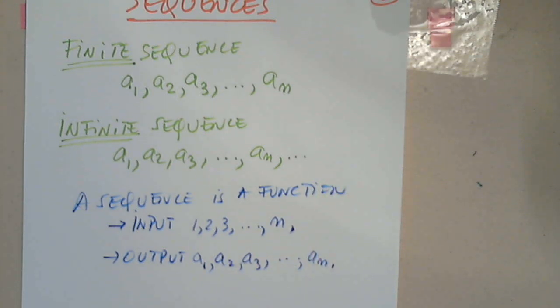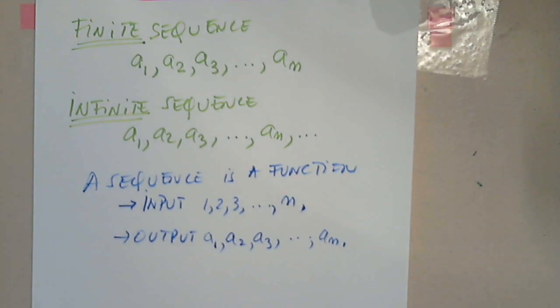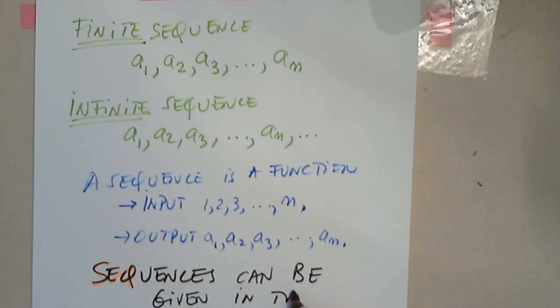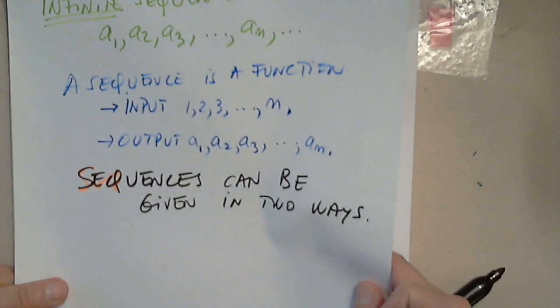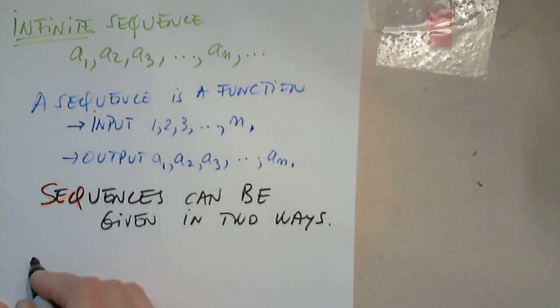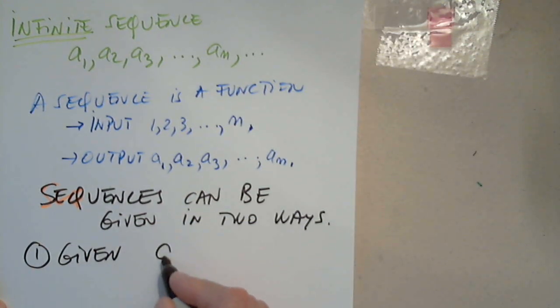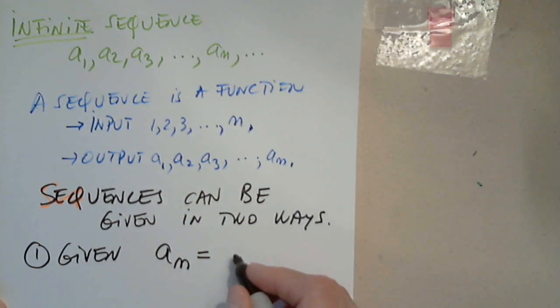A sequence can be given to us in 2 different ways. So sequences can be given in 2 ways. Here's the first one: given A sub n, which is the general term.